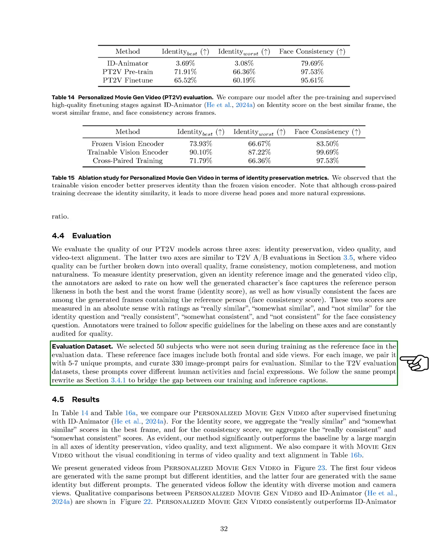In our results, we compare our personalized Movie Gen video with ID Animator. We aggregate scores for identity and consistency, showing that our method significantly outperforms the baseline across all evaluation axes. We also compare it with Movie Gen video without visual conditioning. Our generated videos demonstrate diverse identities and camera angles, and qualitative comparisons reveal that personalized Movie Gen video consistently excels in identity consistency and video quality compared to ID Animator.